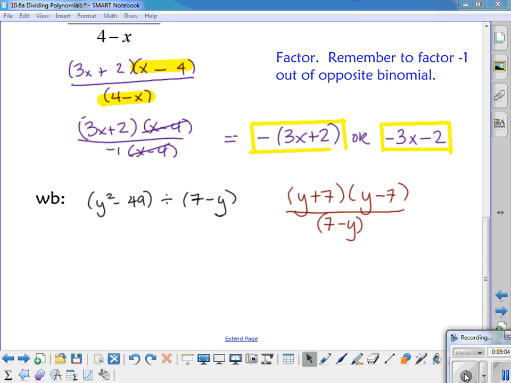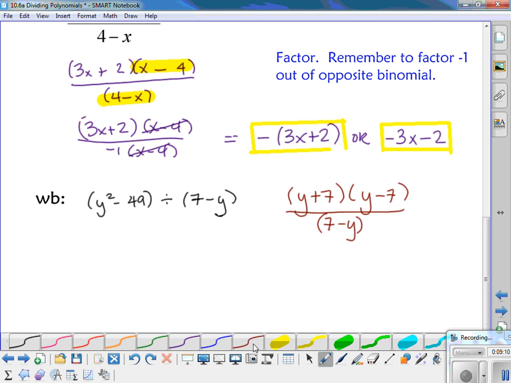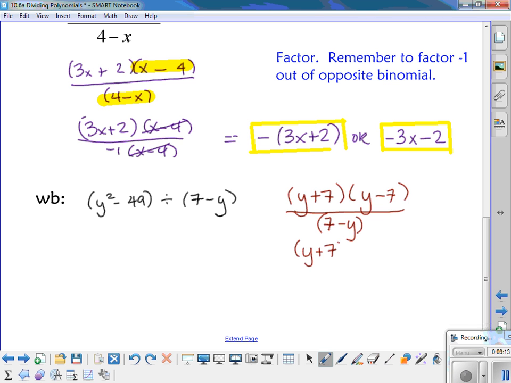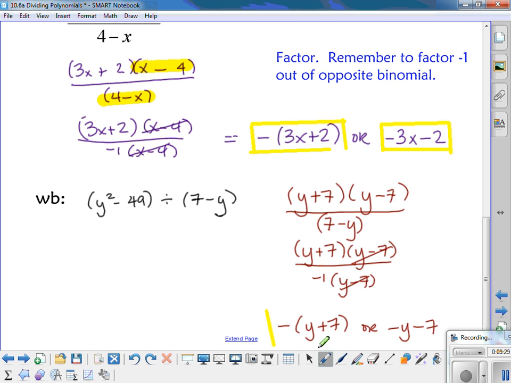Okay, so it's the difference of squares, y plus 7 times y minus 7, and then it's over 7 minus y. So if you factor out the negative, on the bottom we have negative 1 times y minus 7. Those cancel out, and so we get negative y plus 7, or you could also write it as negative y minus 7. And it looked like you guys all had that. And that's the end of this lesson.